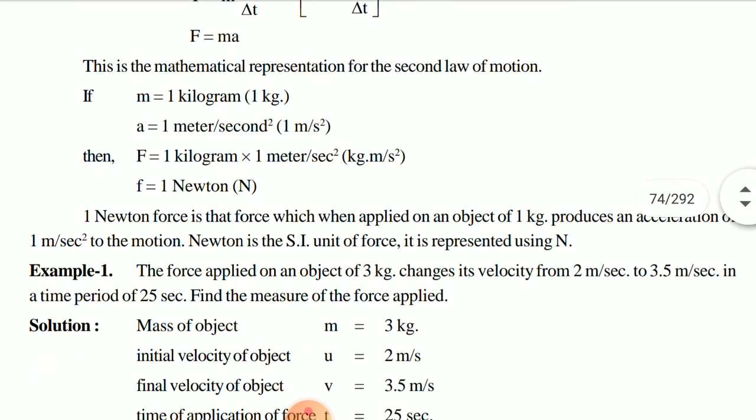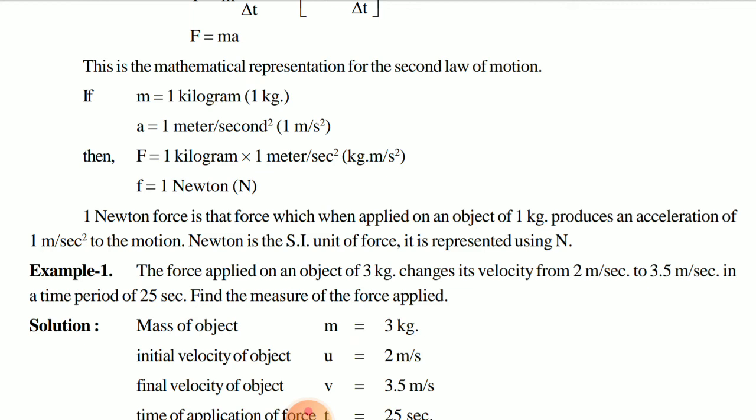Then see, children, here mass equals, suppose, 1 kilo, and acceleration is 1 meter per second square. So we can put the value and you will get the SI value, that is force equals 1 Newton, or kg meter per second square. That will be the unit. Newton is the SI unit and it can be represented by the symbol N.